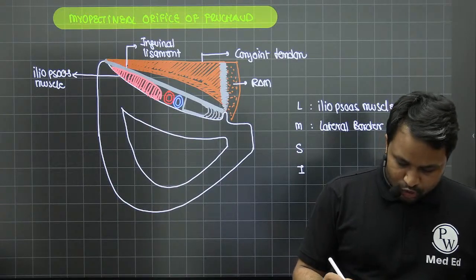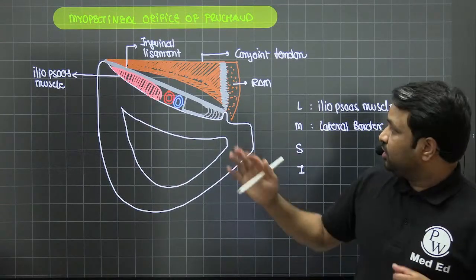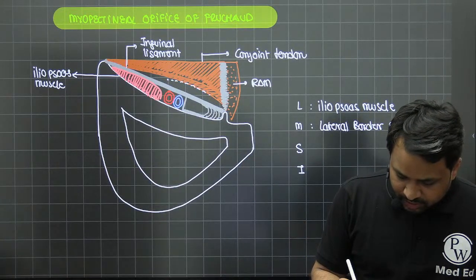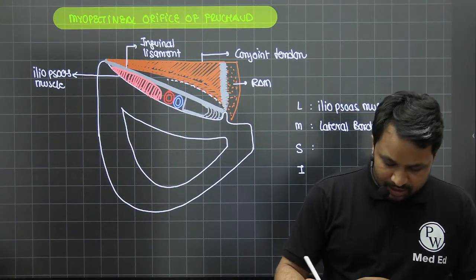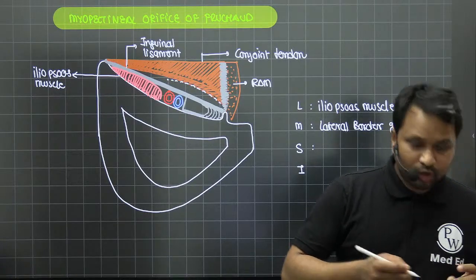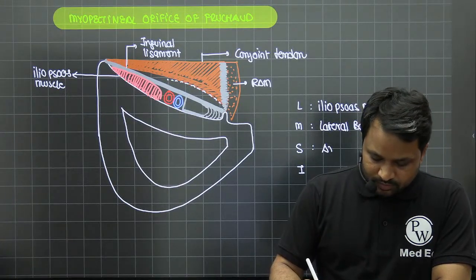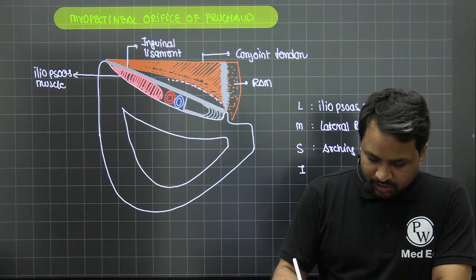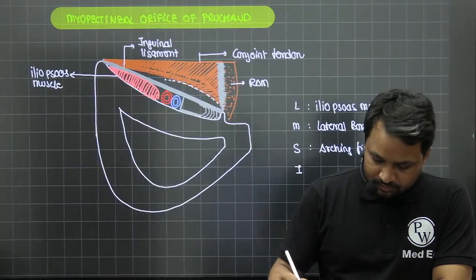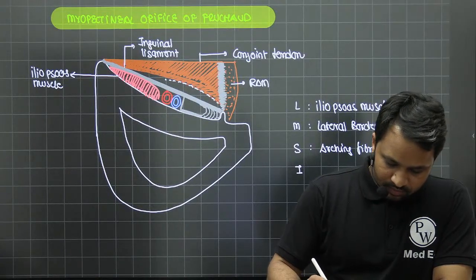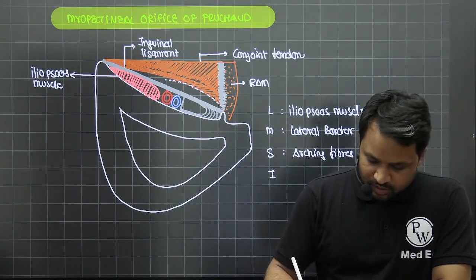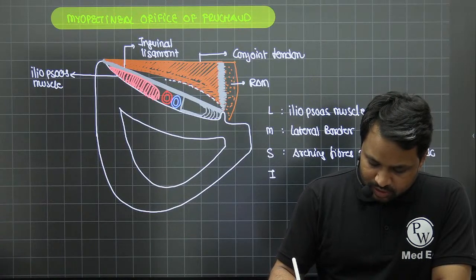Now, superiorly, we have the lateral boundary and the medial boundary. Now, this you say is the superior boundary. The superior boundary is formed by the arching fibers of your conjoint tendon. It is the arching fibers of the conjoint tendon, that is the superior boundary.